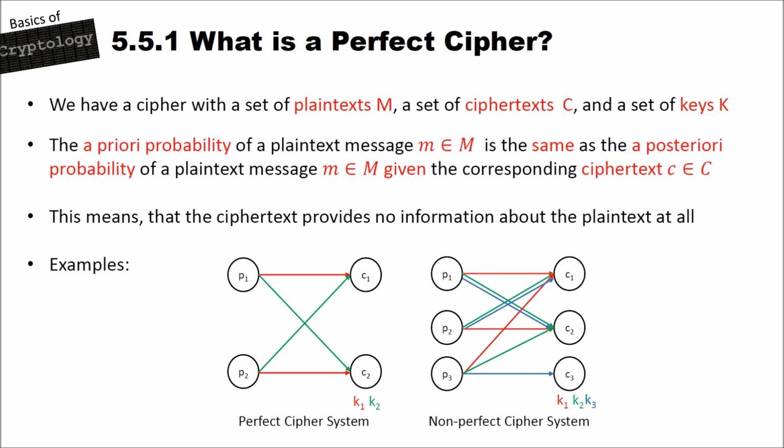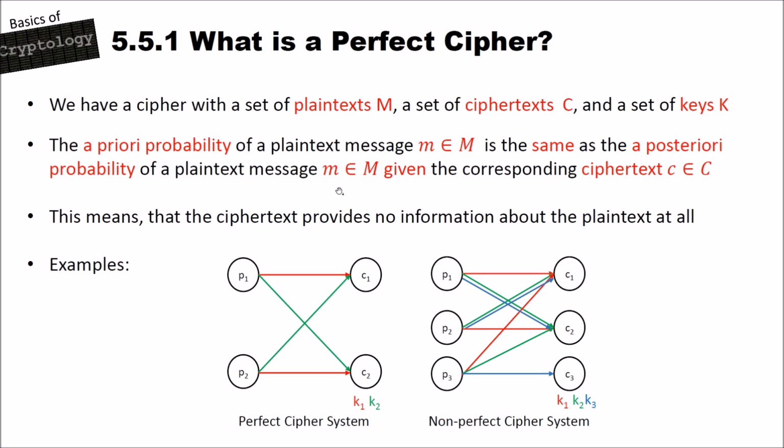What is a perfect cipher? First of all, we need some sets, and our cipher has a set of plaintexts M, a set of ciphertexts C, and of course a set of keys K. The definition of a perfect cipher is that the a priori probability of the plaintext message M, element of the set of plaintext messages, is the same as the a posteriori probability of the plaintext message M given the corresponding ciphertext C. So what does this exactly mean? This means that the ciphertext provides no information at all about the plaintext.